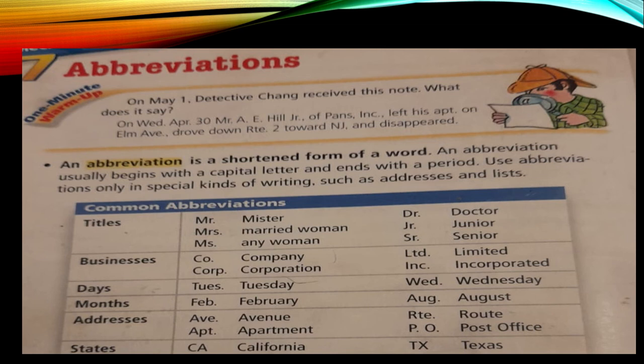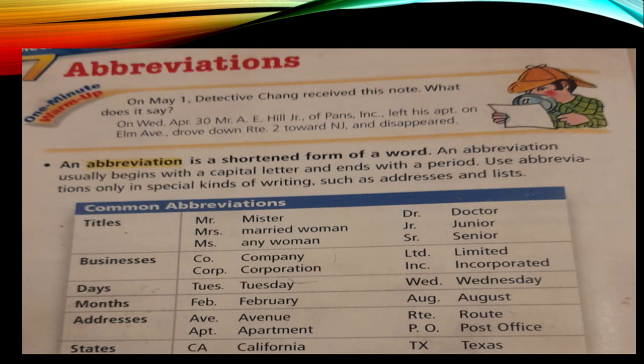Businesses: Co., company. Corp., corporation. Ltd., limited. Inc., incorporated. Days of the week: Tuesday, Tues. Wednesday, Wed. Monday. Friday. Saturday. You can use a dictionary to identify how to write abbreviations, okay?